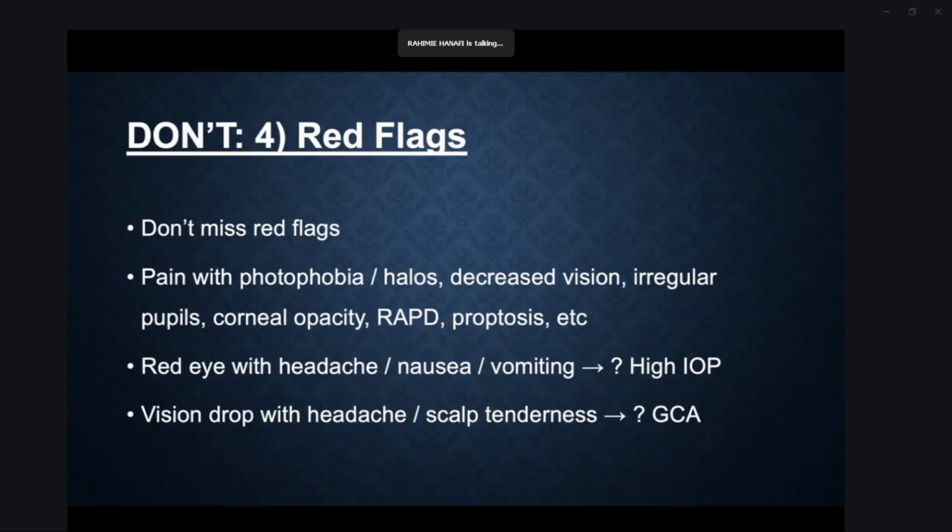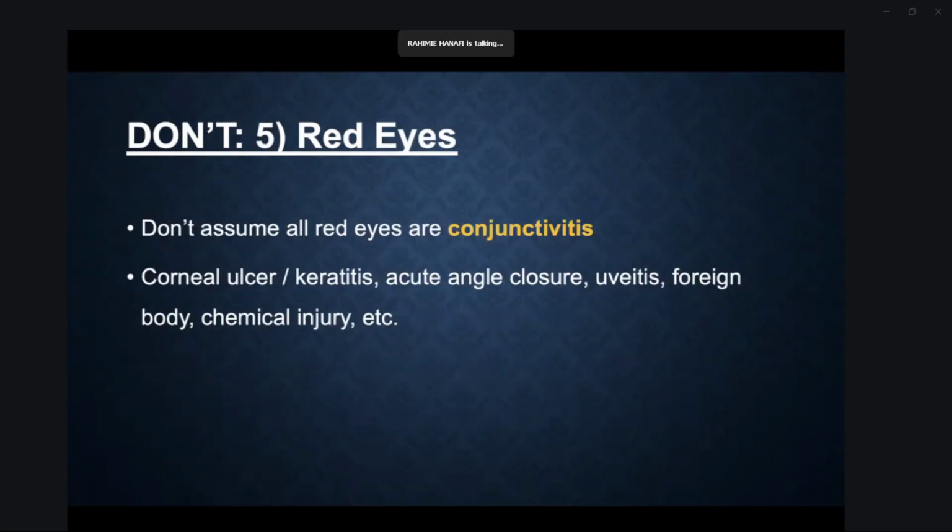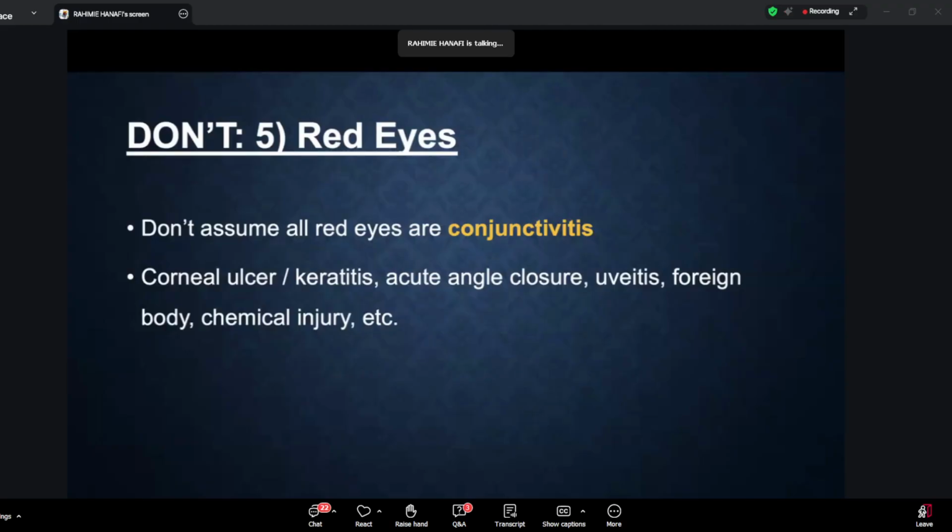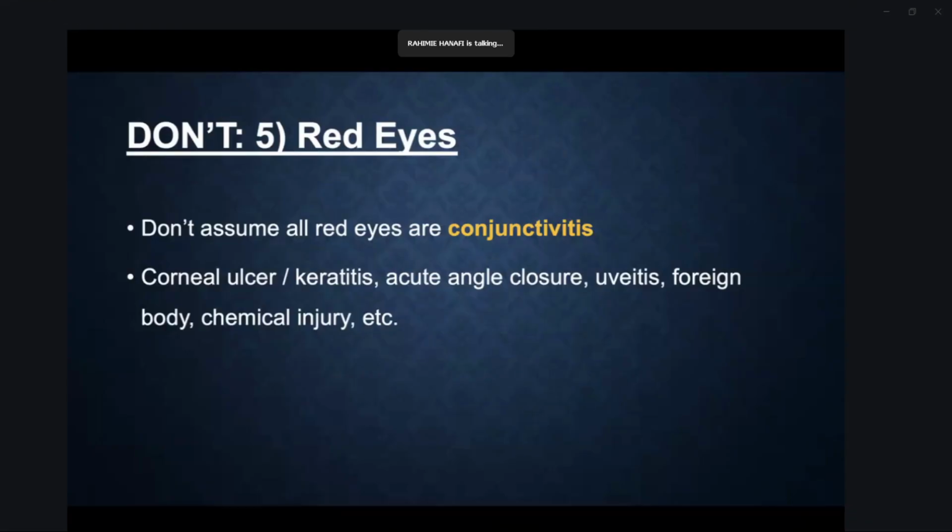Then a patient with vision drop, headache, and scalp tenderness, especially an elderly patient more than 70 years old, you need to suspect whether it is giant cell arteritis or not. Then red eyes, like what I mentioned just now, not all red eyes are conjunctivitis. So please do not assume this. There are far more than that: corneal ulcer, keratitis, acute angle closure, uveitis, foreign body, chemical injury, and so on. Of course, if you are very confident and very sure this is conjunctivitis, a first episode, then okay.